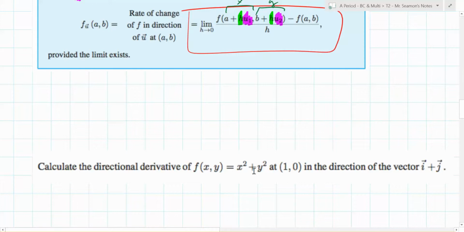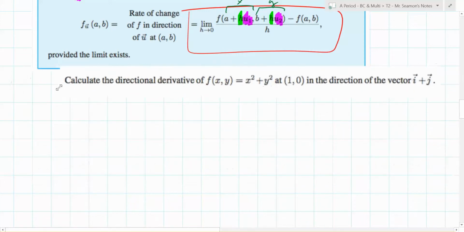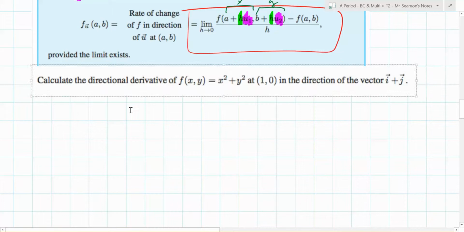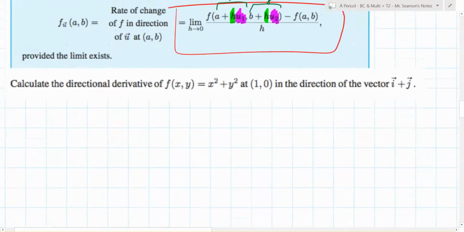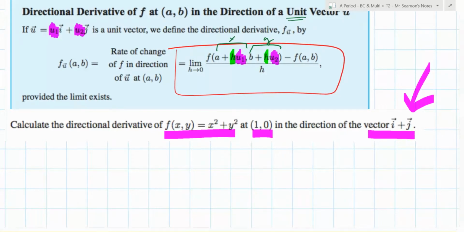So what I want you to try to do right here, let's do this one right here using that. Let's do this together. So we're going to calculate the directional derivative, the rate of change of this function right here at that point in the direction of this vector right here. What's the first thing you notice about that vector that we're going to be working with? It's not a unit vector. So what are we going to need to do, Lauren?